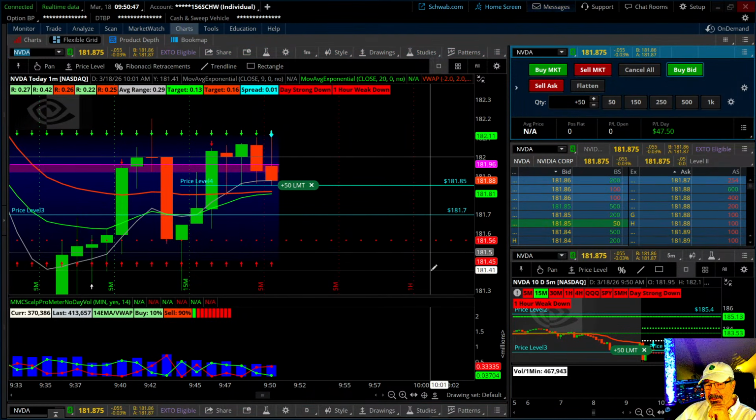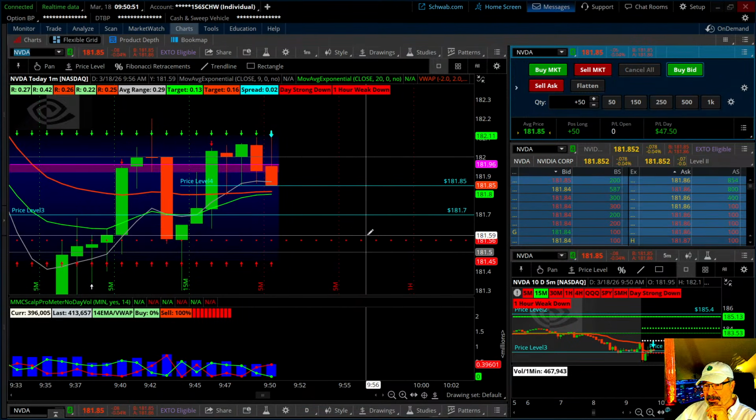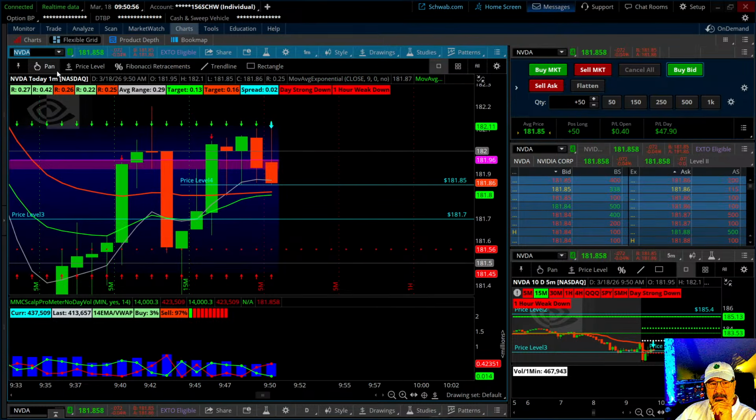I'll try it just to get in this action, and if it dips down here, I'll add to it. It's only 50 shares, so I'm just trying to get into something here. Getting into something because I'm getting bored.